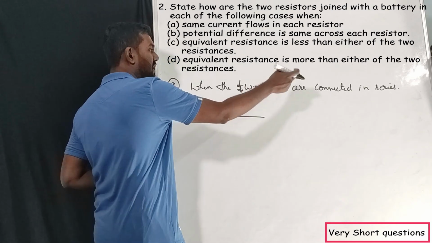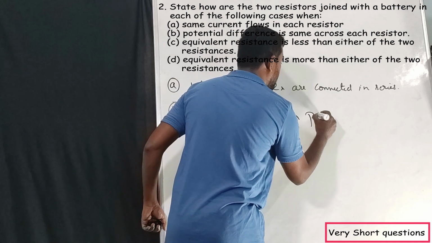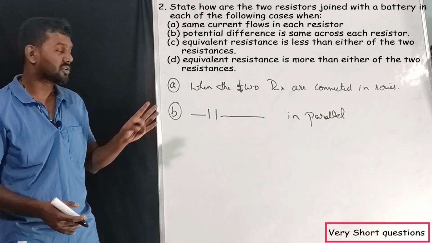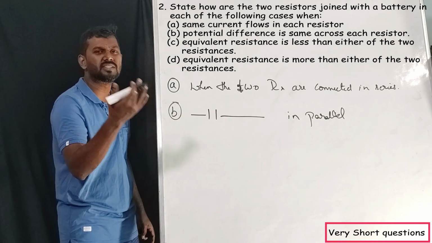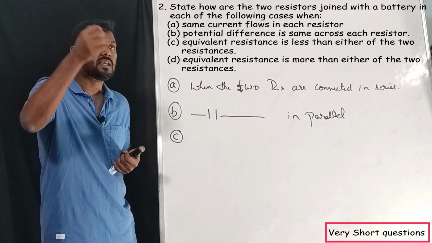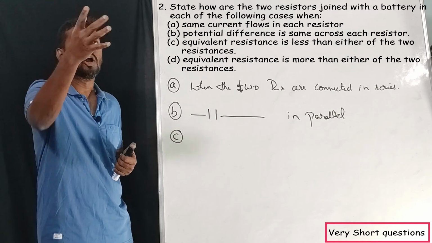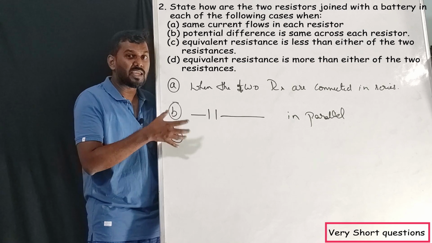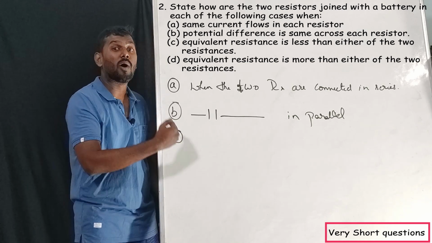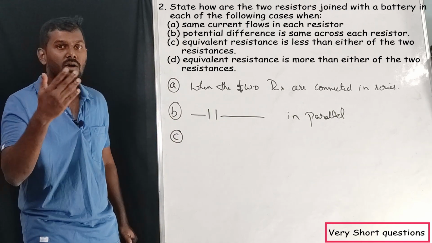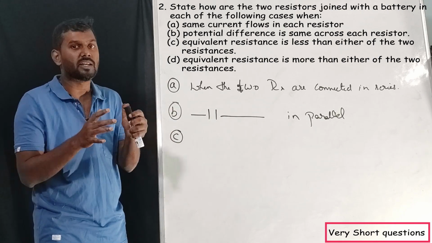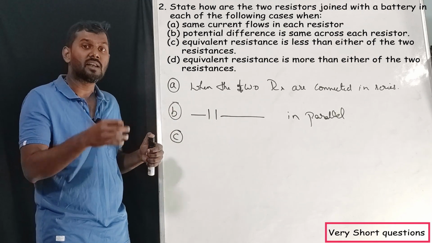When the two resistors are connected in parallel, the potential difference across each resistor will be the same. Potential difference is nothing but voltage. Next, equivalent resistance is less than either one of the two resistors. Listen, the equivalent resistance, that means the total resistance, will be less than either one of the resistors. Assume the given two resistors are 2 ohm and 3 ohm. How can we make the total resistance less than 2 ohm?